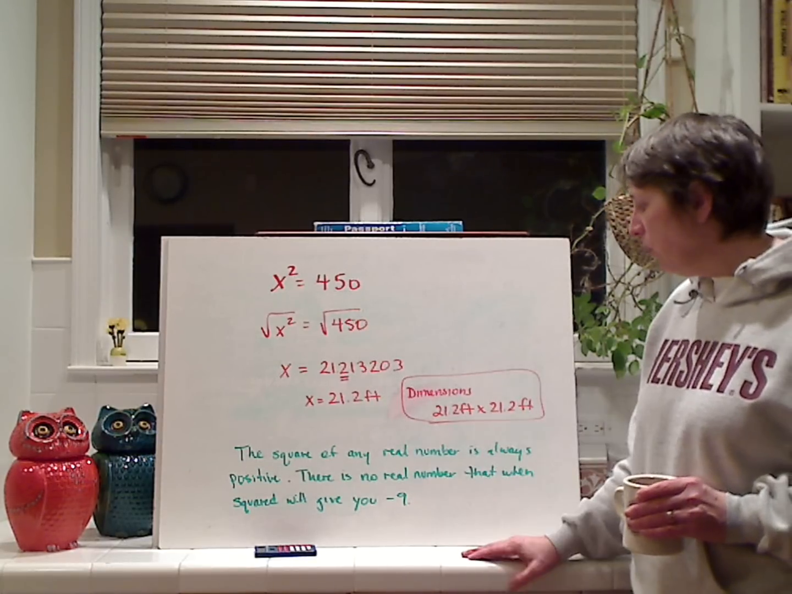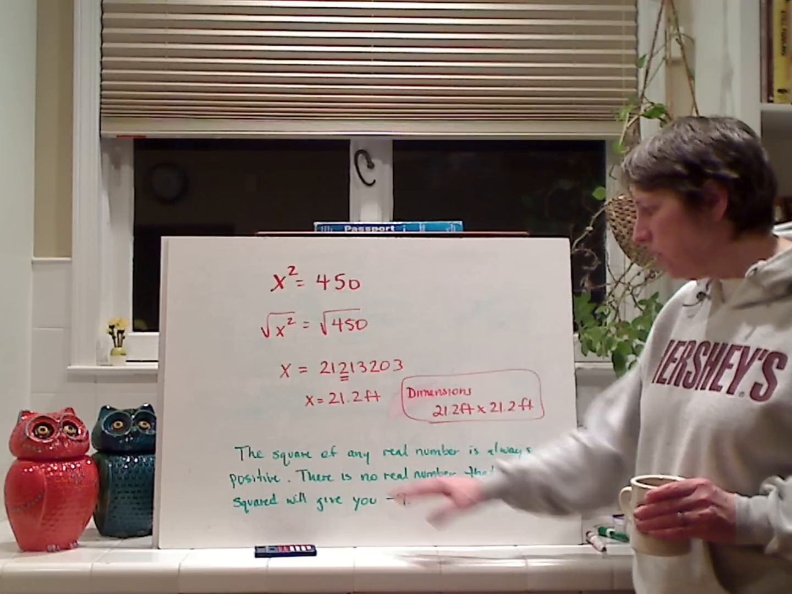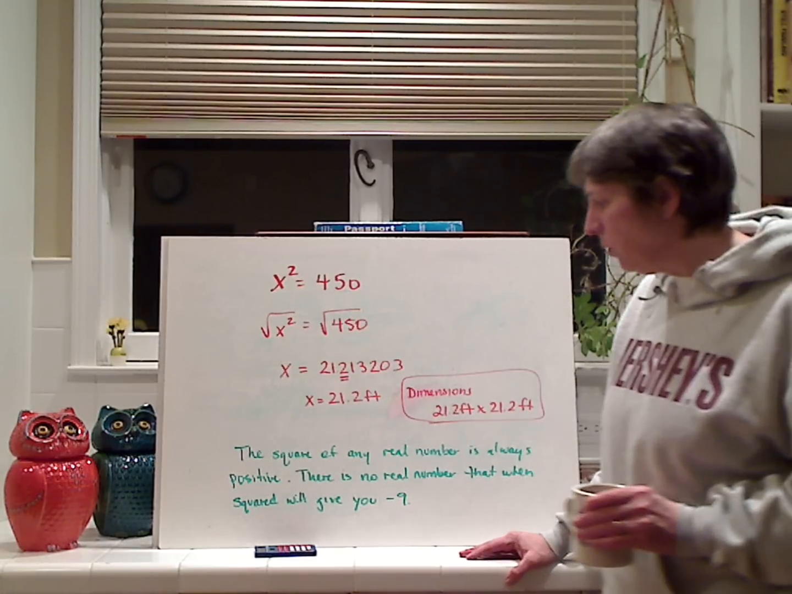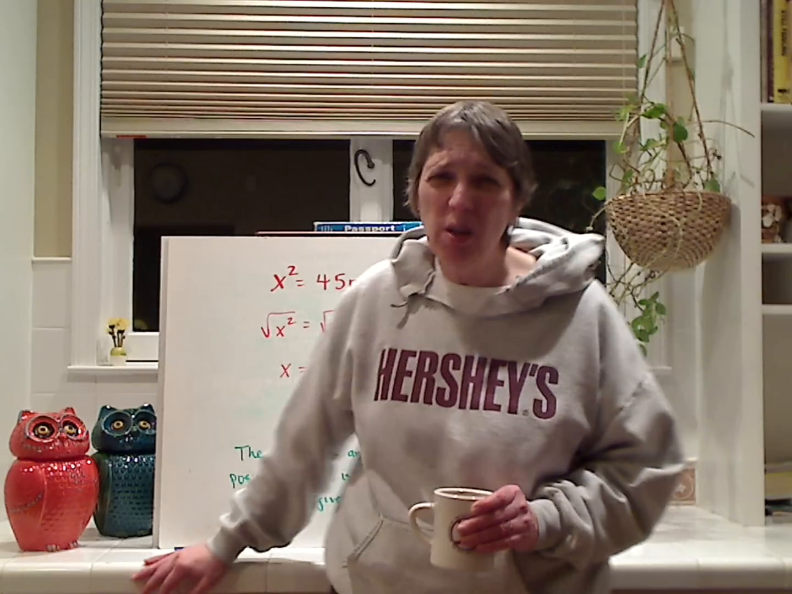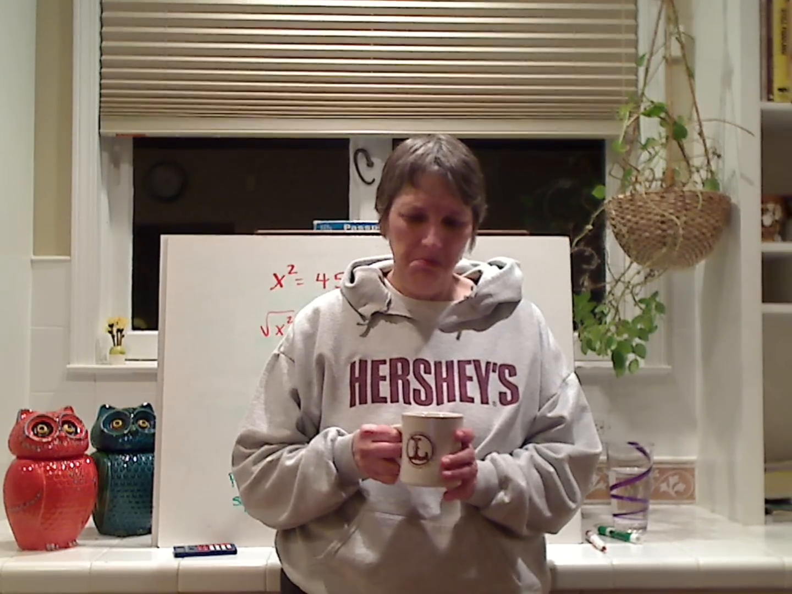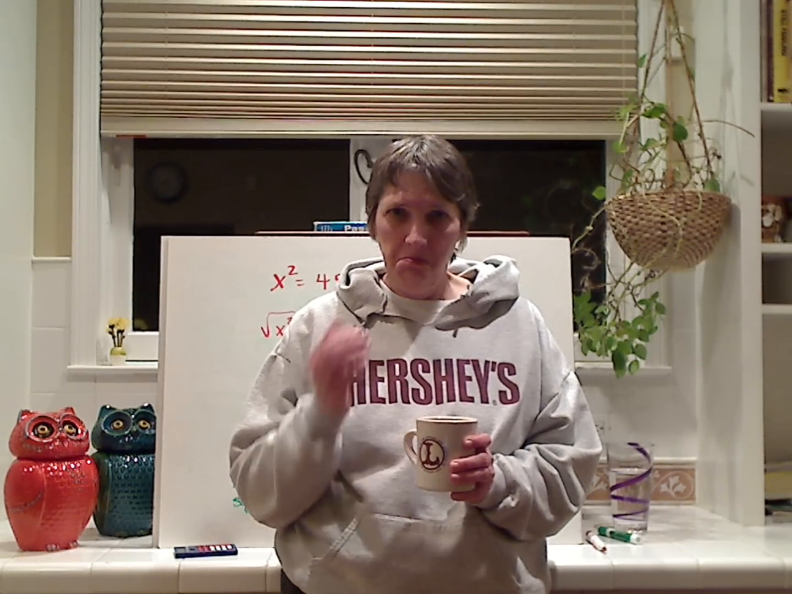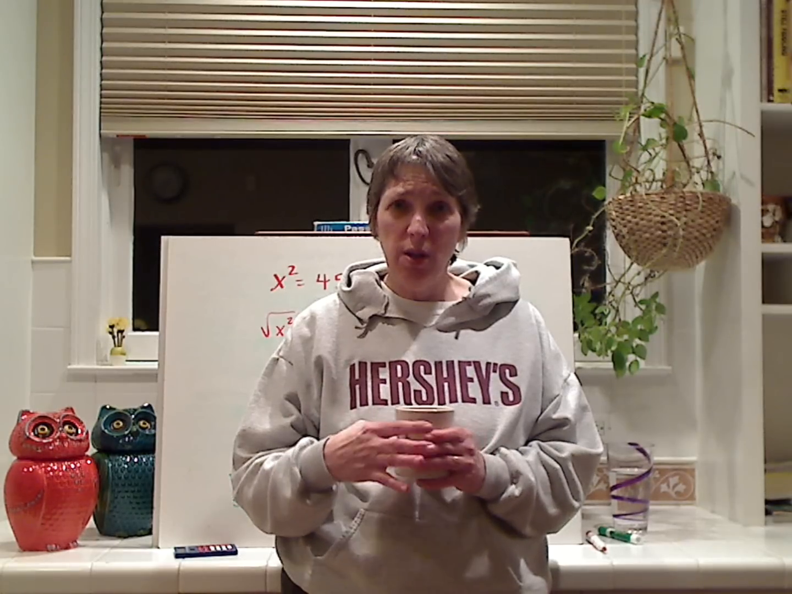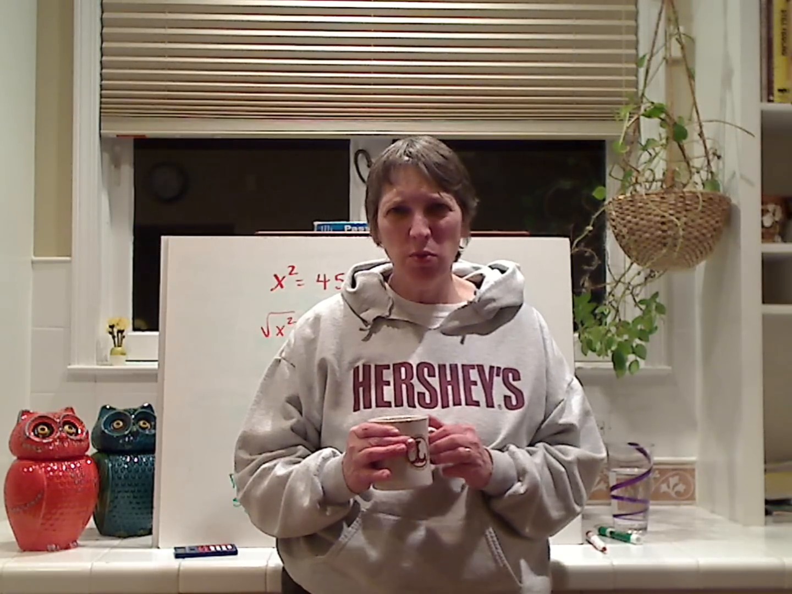The square of any real number is always positive. There is no real number that, when squared, will give you -9. And we've talked about that being dealing with the imaginary number system, which you won't get into until Algebra 2.